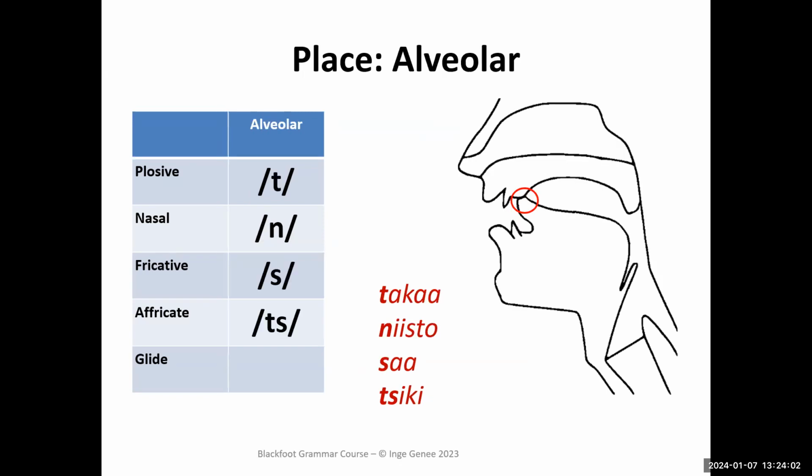Alveolar sounds are made by putting the tip of the tongue against the alveolar ridge just behind your upper teeth. The picture represents the sound T, like in taka, meaning who. Other alveolar sounds are N, like in nistoo, meaning I. We also have S, as in sa, meaning no. And finally, we have a sound that English doesn't have, ts, like in tsiki, a term of address for a boy.